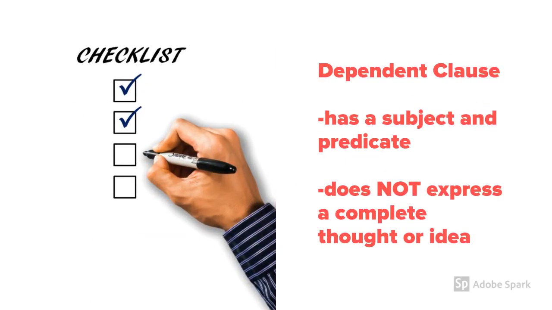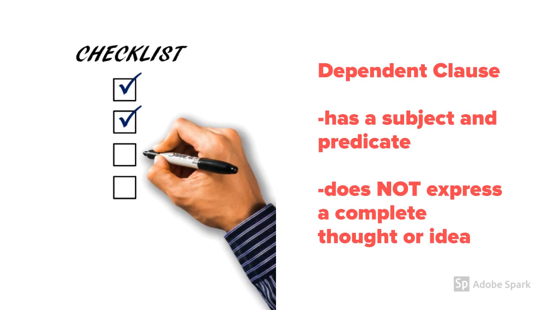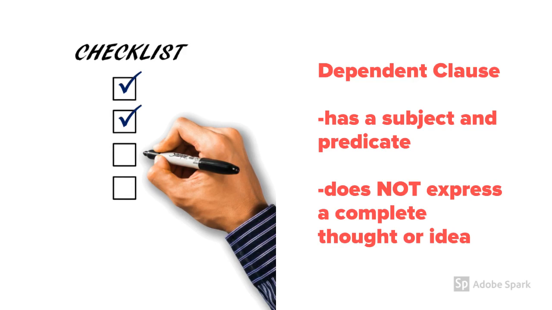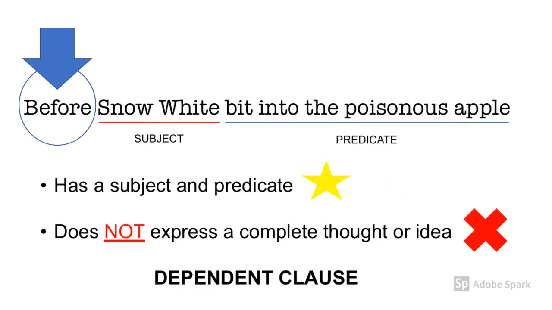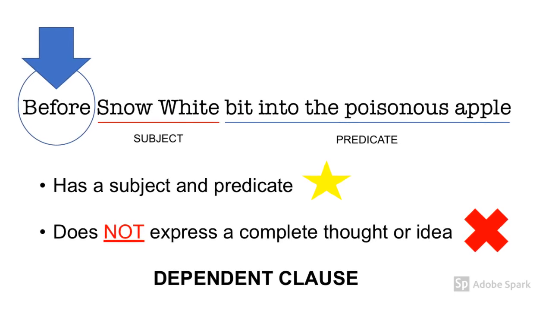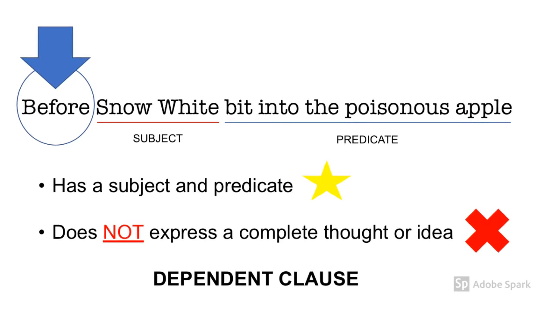A dependent clause is also made up of one subject and one predicate, but it does not express a complete thought. A dependent clause cannot stand alone, and it must be accompanied by an independent clause. A dependent clause might look like this: before Snow White bit into the poisonous apple.